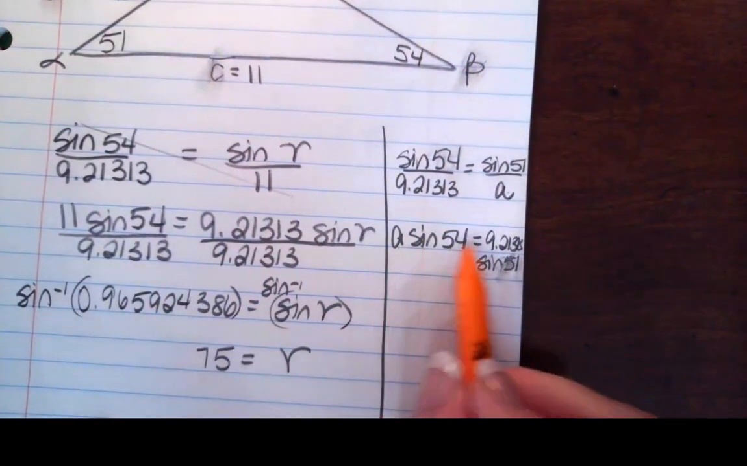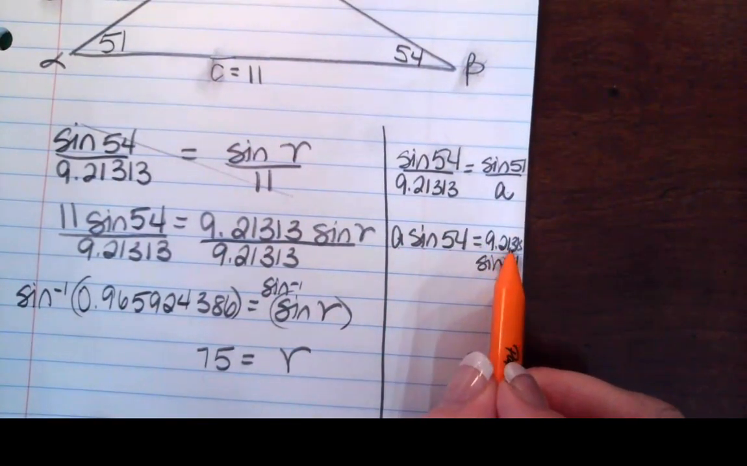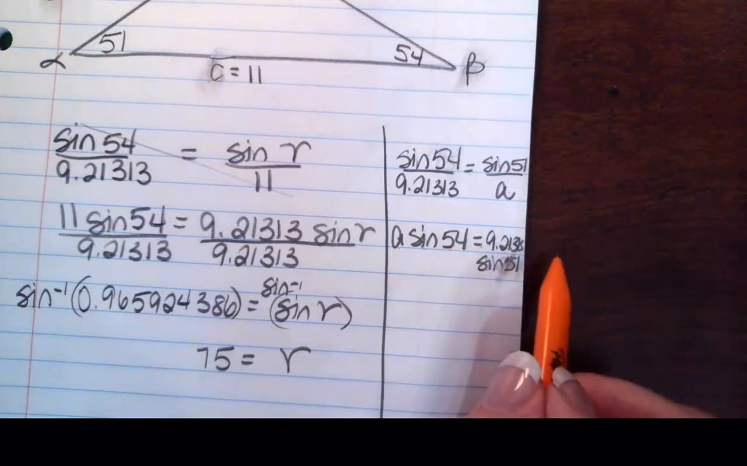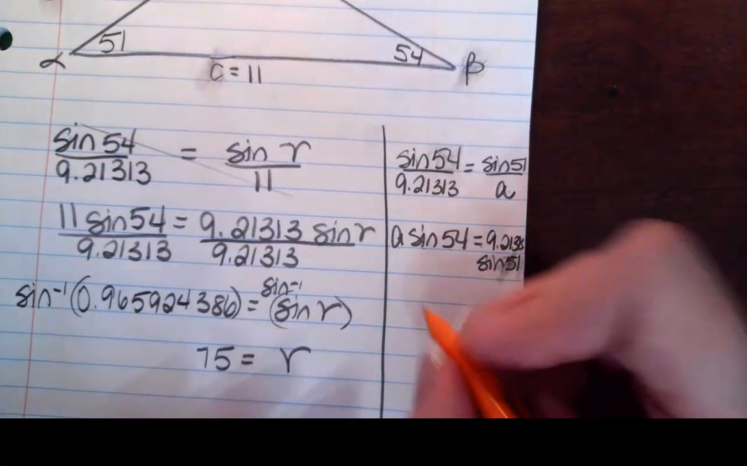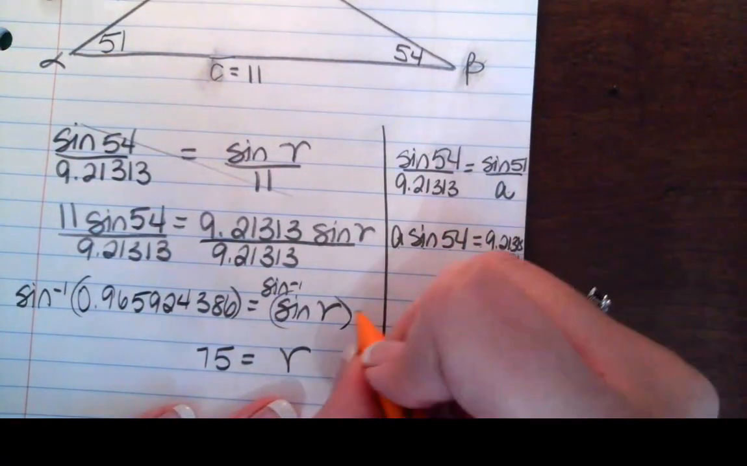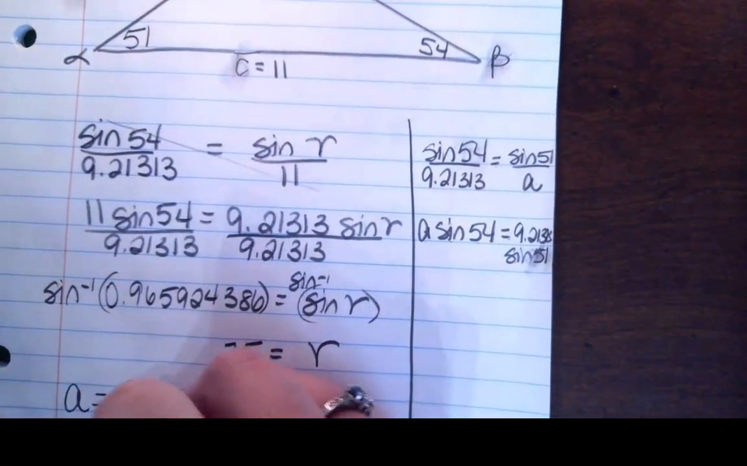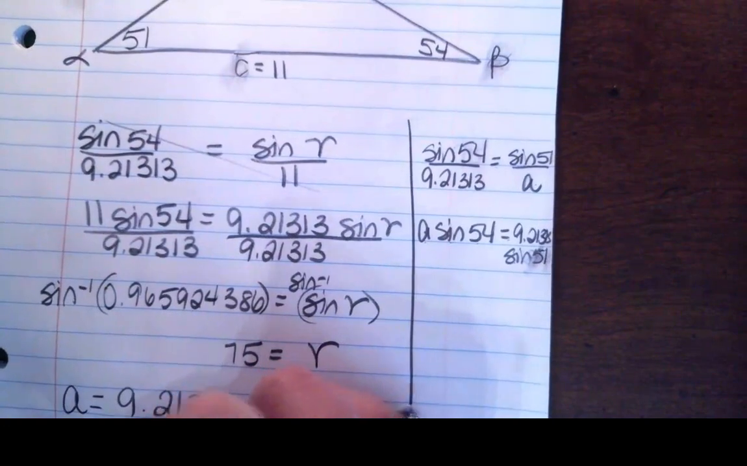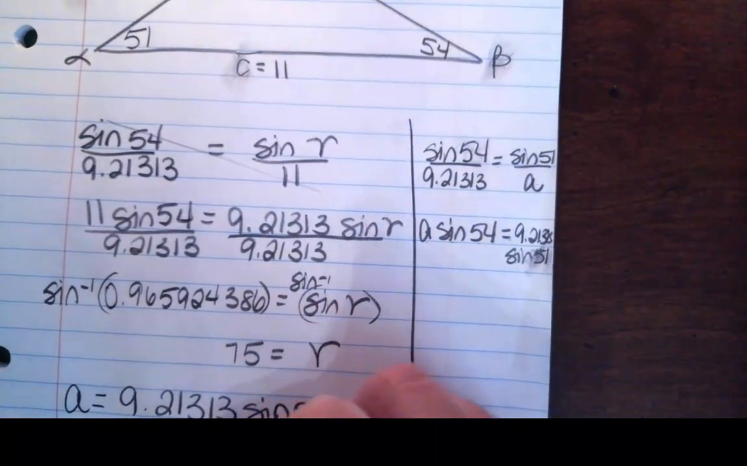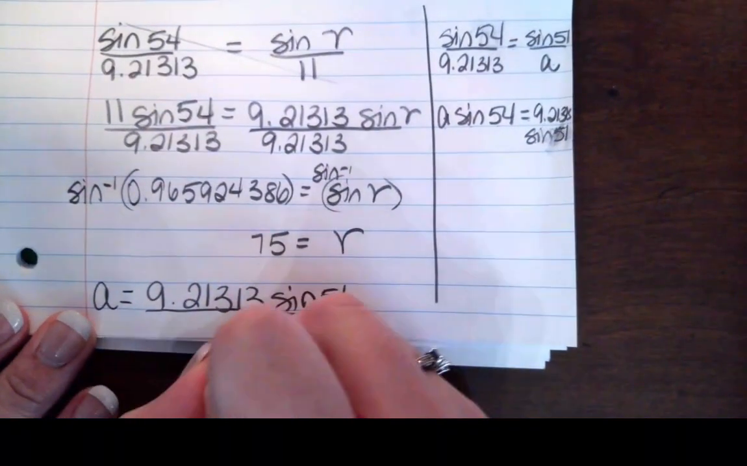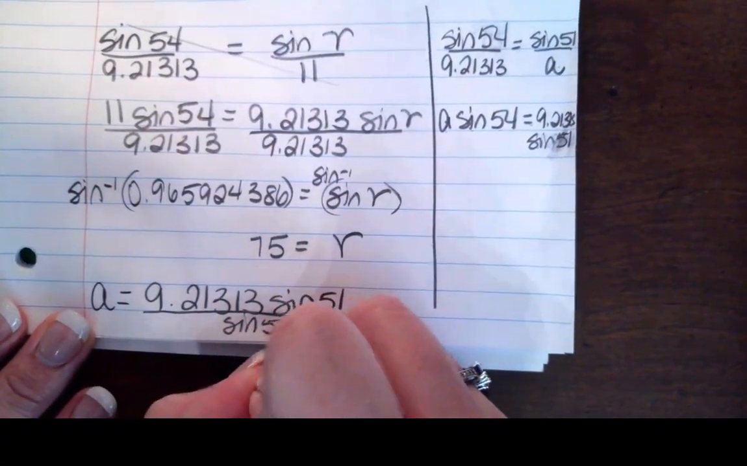So I've got a sine 54 equals 9.21313 times the sine of 51. That's times. I'm not dividing. I just ran out of room. So now I'm going to divide both sides by the sine of 54. So I have a equals 9.21313 times the sine of 51 over the sine of 54.